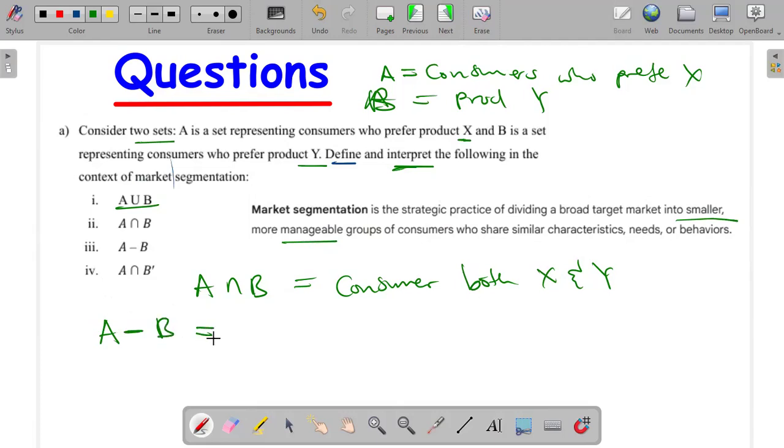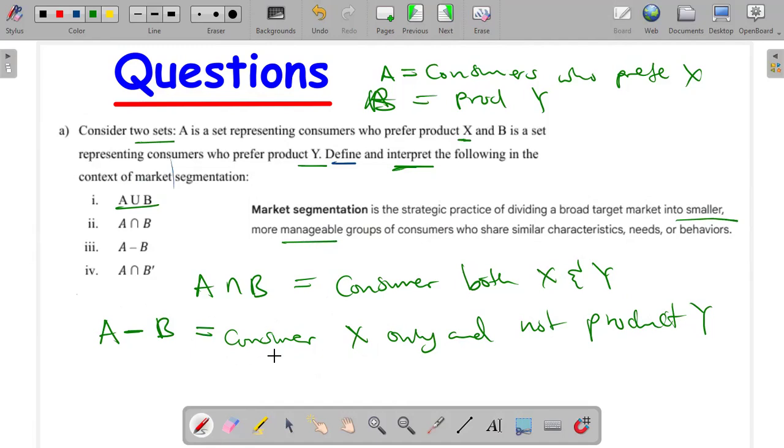So what is this set difference of A and B? The set difference of A and B looks at consumers who prefer, since we said the set difference here means elements that are in A but not in B. So now this just means consumers who prefer product X but don't prefer product Y. They only prefer product X, and not product Y. This is what it means in our context.